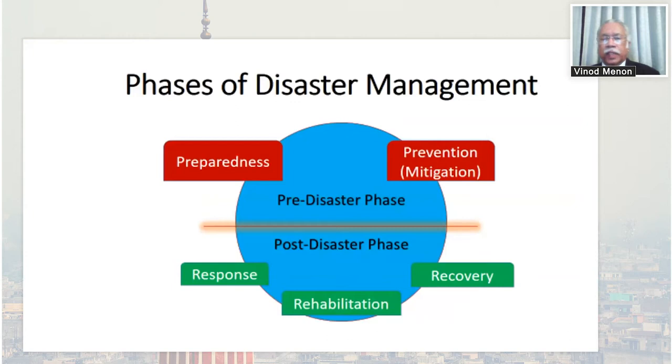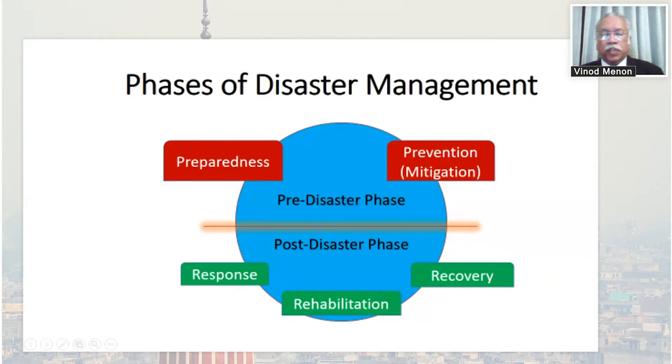But when we understand disaster management as a discipline, as a multidisciplinary field, we know that the phases of disaster management can be seen in a disaster management cycle. We have the upper half, which is the pre-disaster phase. And the pre-disaster phase actually has two P's: preparedness and prevention, also known as mitigation or even disaster risk reduction, DRR. So preparedness and prevention are in the pre-disaster phase. And in the post-disaster phase, we see the response, rehabilitation, and recovery.